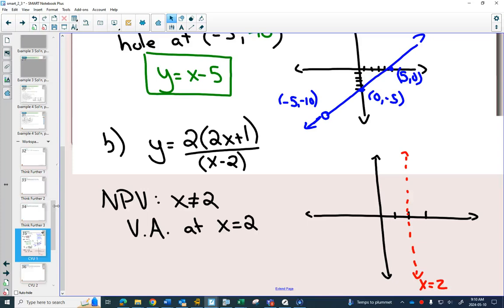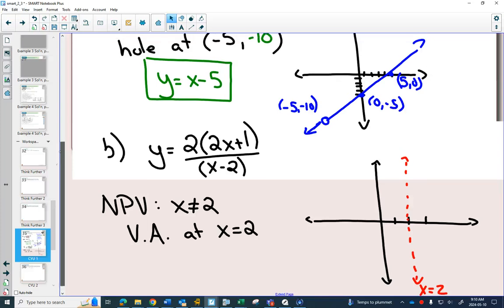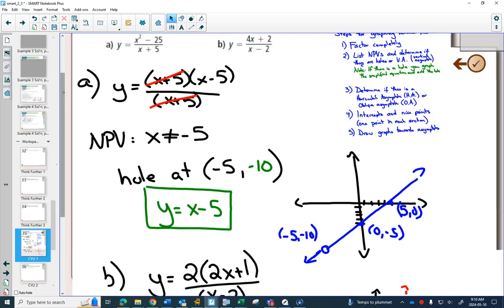Now, since we didn't get a line, we still have a rational function. We are going to have to go through steps 3, 4, and 5. Step 3 is now determining if there's going to be horizontal asymptotes or oblique asymptotes. So what does it say? Which group is this? Is this group 1, group 2, or group 3? Look at the degrees. Is the degree bigger on the top? Are they the same? Or is the degree bigger on the bottom?